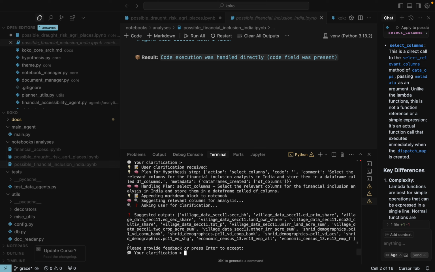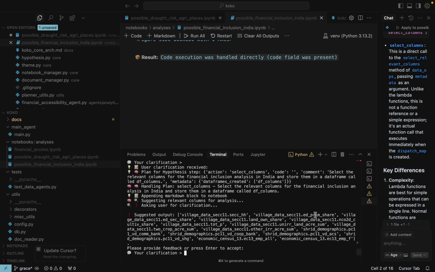It has selected a few relevant columns. This is basically household count, education share, land owning share, cultivation share, total population, unirrigated land, and the presence of a commercial bank. These look relevant, and we are happy with the selection, so we'll allow it to move on, and it stores these selected columns in our notebook.